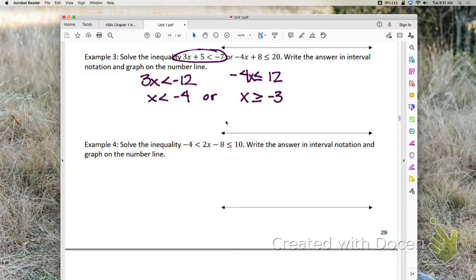When I graph these, here's -4, here's -3. I might throw in -2 and -5 just for one on the other side. I would have an open circle at -4 going to the left. I would have a closed dot at -3 going to the right. Any issues with that? No.